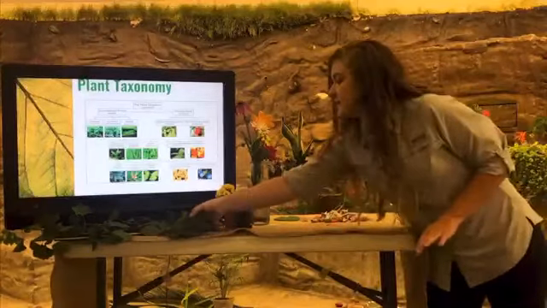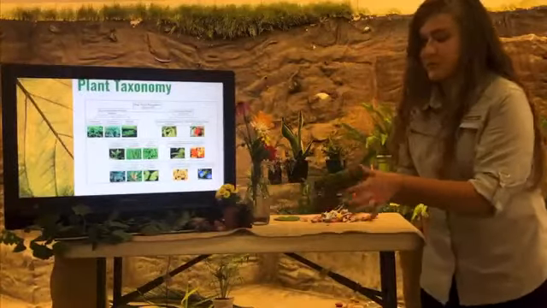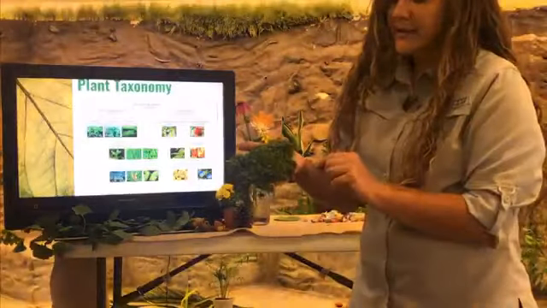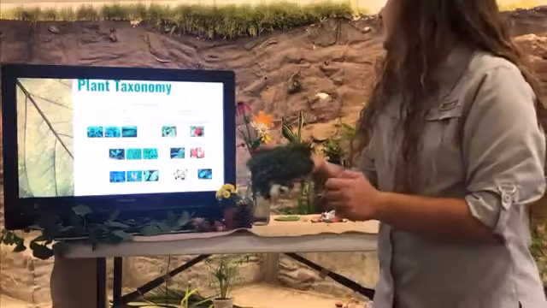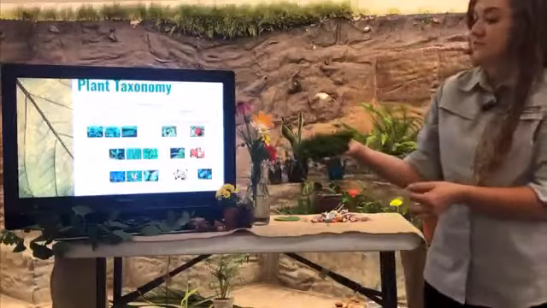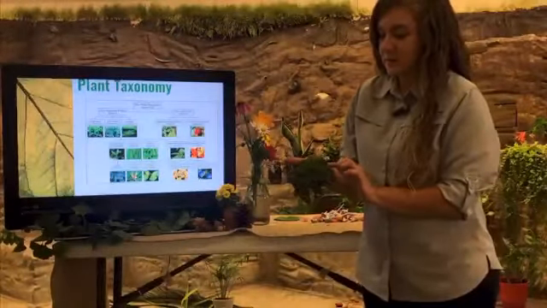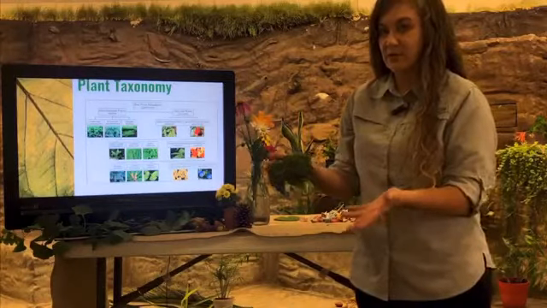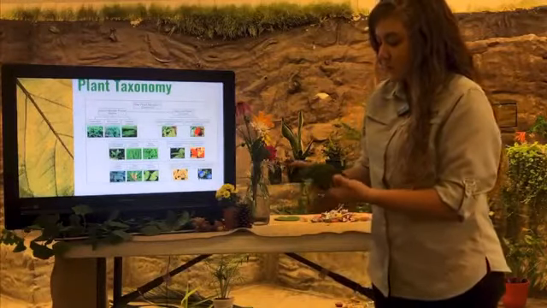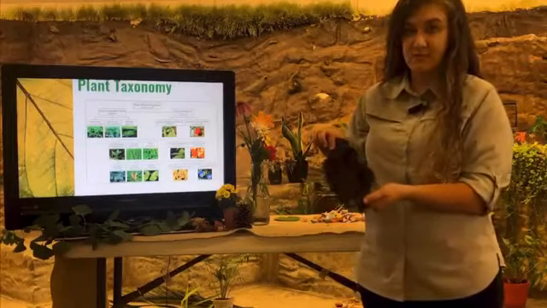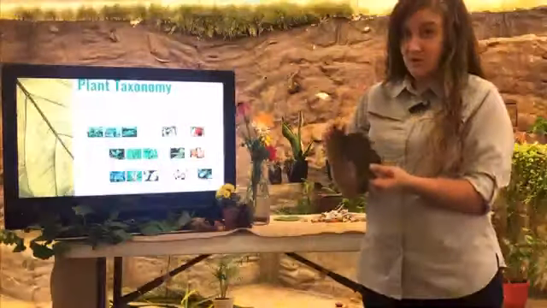This is my example of a non-vascular plant, and this is actually a moss. Your non-vascular plants are your mosses, hornworts, and liverworts. The only one that I could find to bring to you today was the mosses, but you see this growing everywhere on trees, and it's really cool. It does not have a deep root system. You can see it grows on the tree.